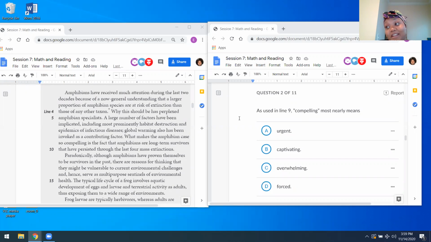Well, Khan Academy is saying that the answer is choice A. I honestly could see B or A. And the reason, so as we're reading it, captivating means, as DM said in the chat, interesting, or capture your interest. Captivating could mean compelling in another context. And I honestly think it could almost mean it here too. But you don't see urgent in the context.